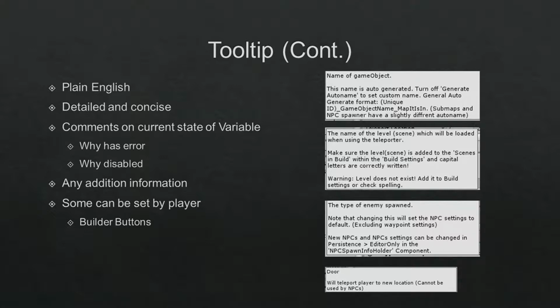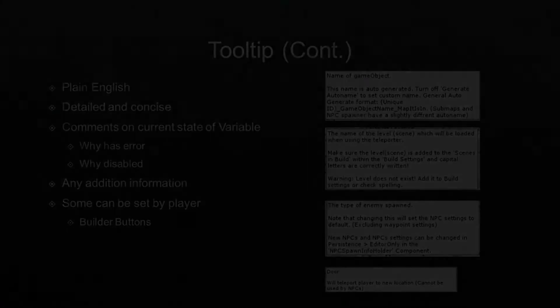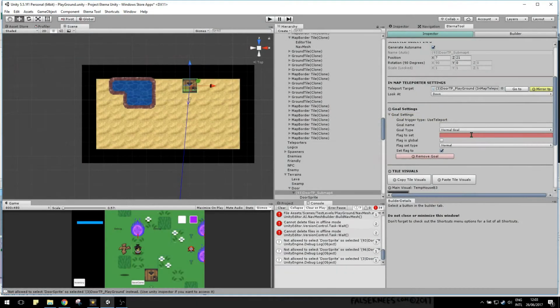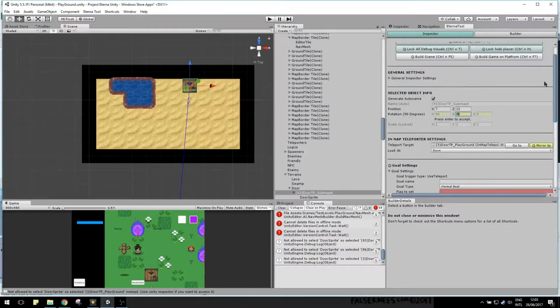It will also always explain how to fix an error or how and where to enable the variable, as well as giving any other additional information needed. Colors are also used to inform the user. A red variable field means that the given value is incorrect, which generally means that it cannot be empty. And yellow means that the user generally has to do an additional action like pressing enter.